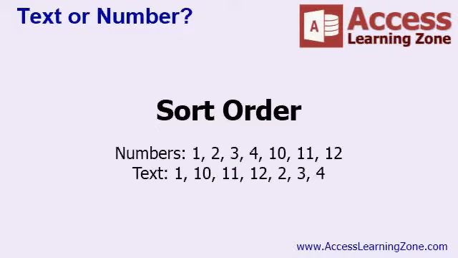Another factor to consider, the sort order. Numbers are sorted like 1, 2, 3, 4, 5, and so on. 10, 11, and 12 come after 9. Text, on the other hand, sorts by the character. So 1 is followed by 10, followed by 11, then 12, then 2, and so on. So text is sorted alphanumerically, whereas numbers are sorted numerically.